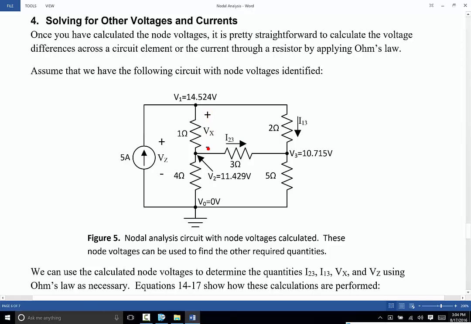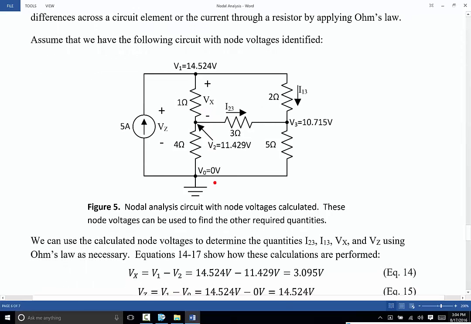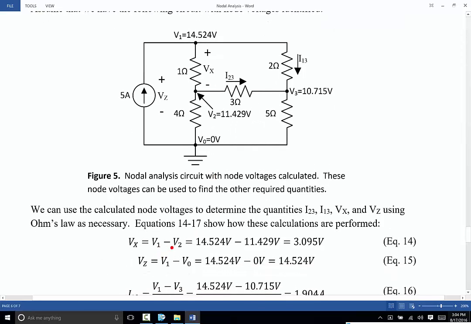Let's take Vx, for example. Vx has the positive terminal toward V1, it has the negative terminal toward V2. And as a result, Vx is just V1 minus V2. So V1 minus V2, 14.524 minus 11.429 equals 3.095. So about 3.1 volts is going to be the voltage V sub x. If you were to use a voltmeter and measure the voltages between those two terminals, you'd find about 3.1 volts.